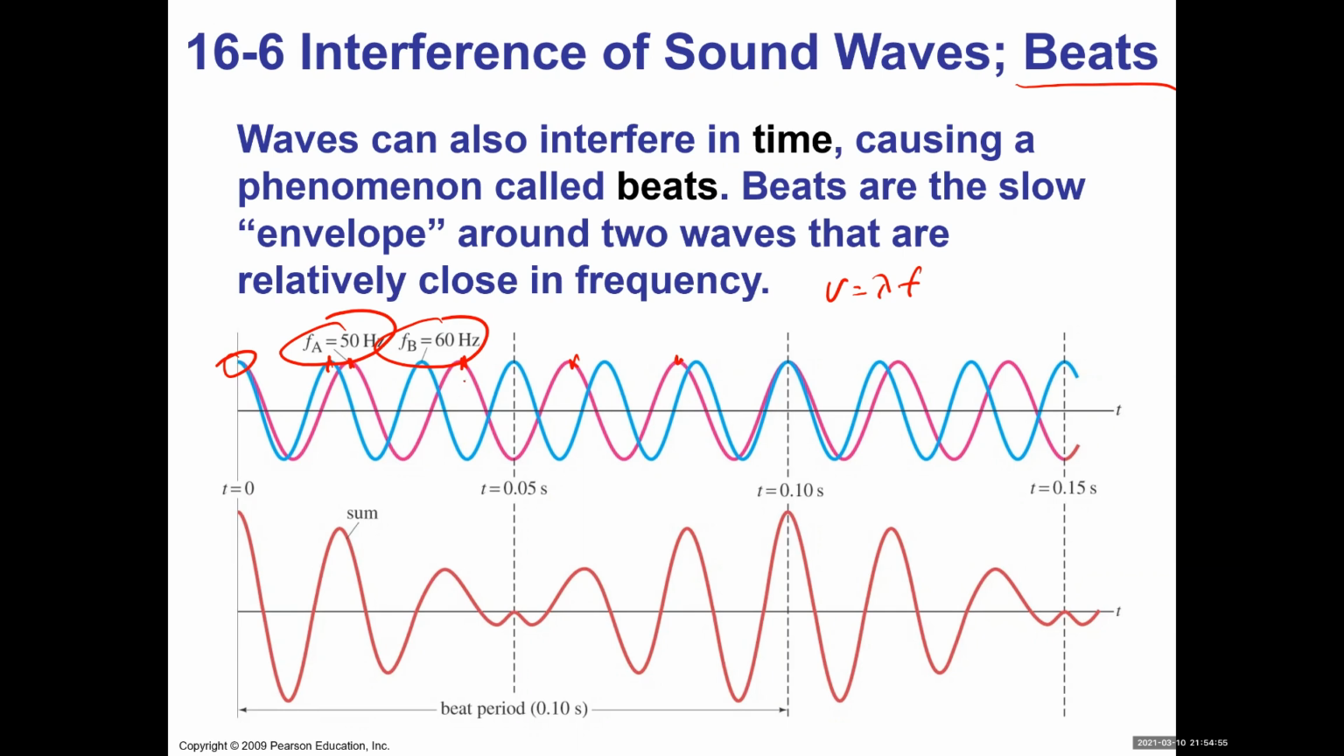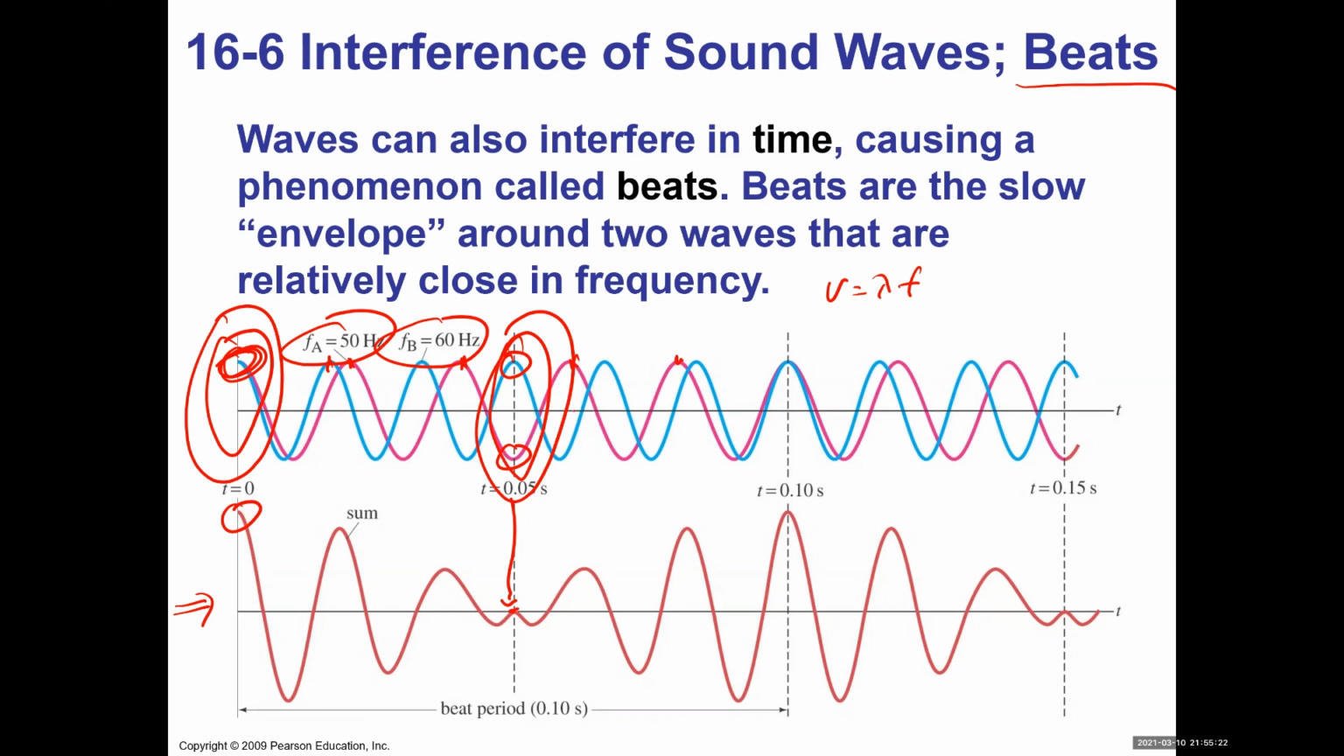So at some point the blue crest, which was with the red crest before, is now overlapping with the trough of the red. So you have destructive interference right here, constructive interference right there. And this represents their superposition. When they are constructively interfering, you get the maximum amplitude. When they're destructively interfering, you get zero amplitude.